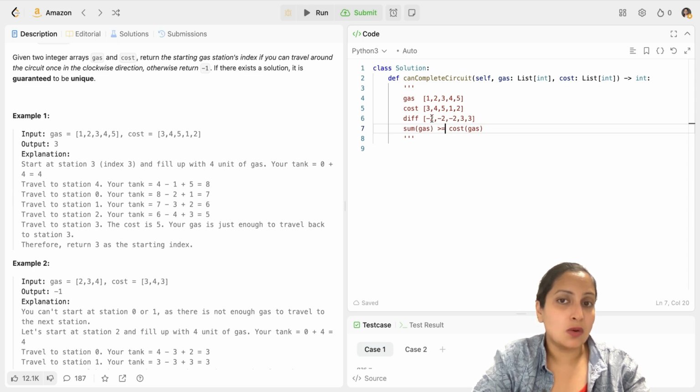And your starting index would be this index. That is 0, 1, 2, 3, third index. And that's your output here. So basically, you will start at third index, and that's how you will be able to finish the entire clockwise circle.